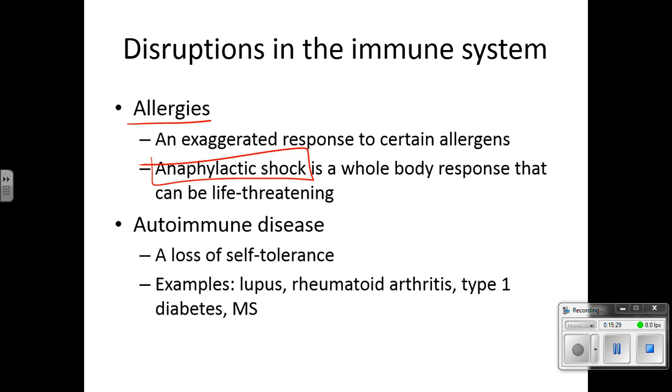Seriousness with this is anaphylactic shock. That's where the whole body responds to the allergen. This is where you might see people that have an EpiPen because they have a bee sting allergy or peanut allergy, something like that. An autoimmune disease is also another disruption of the immune system. Basically, your body is able to self-tolerate itself. It doesn't attack itself. But people that have autoimmune diseases, the immune system is attacking their own cells instead of attacking the foreign things that are coming in. Lupus, rheumatoid arthritis, type 1 diabetes and MS are all autoimmune disorders.